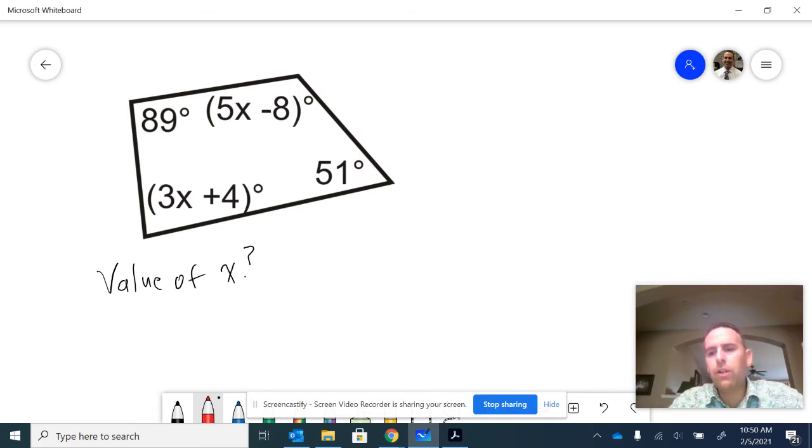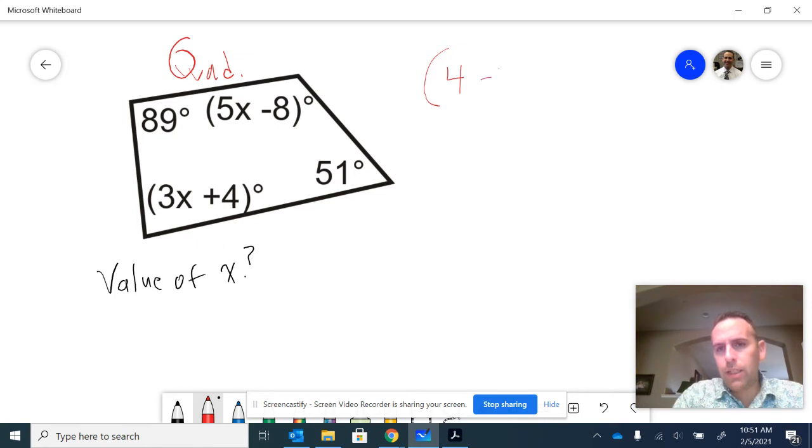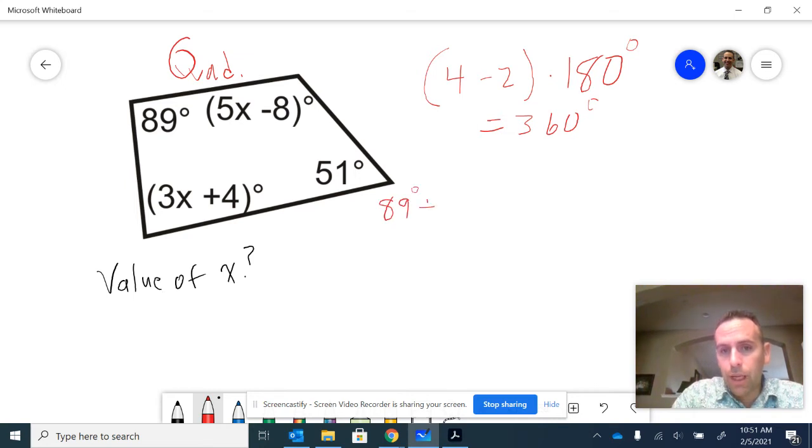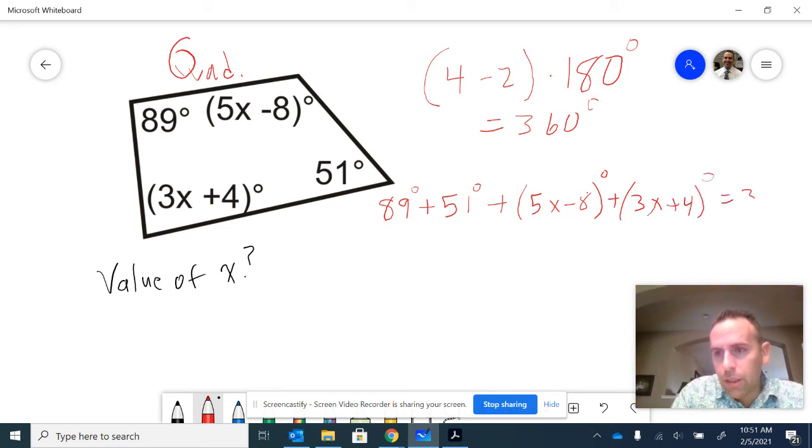So what we would think of here, since it's a quadrilateral and there's 4 sides, we would know that the angle sum can be found by taking the number of sides, 4, subtracting 2, and then multiplying by 180 degrees, which will tell you that it's actually 360 degrees. So then if we add up these 4 angles, 89 degrees plus 51 degrees plus 5x minus 8 degrees plus 3x plus 4 degrees, what we would expect to get is 360 degrees.